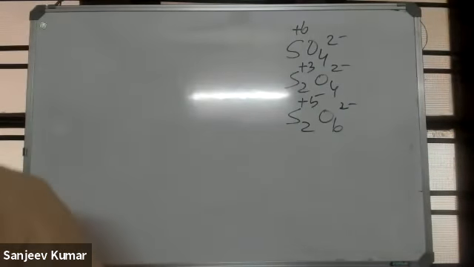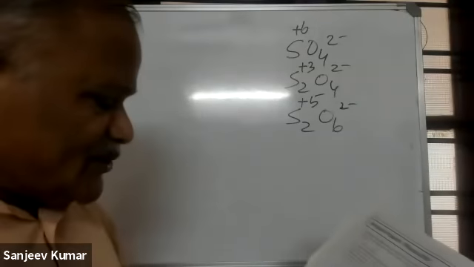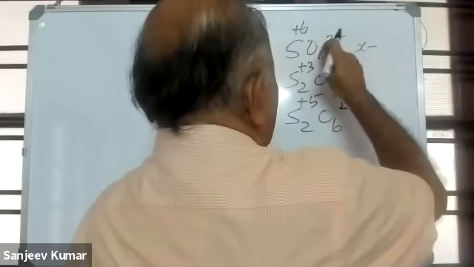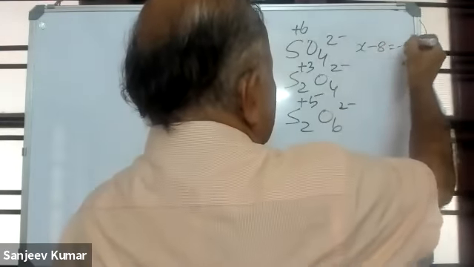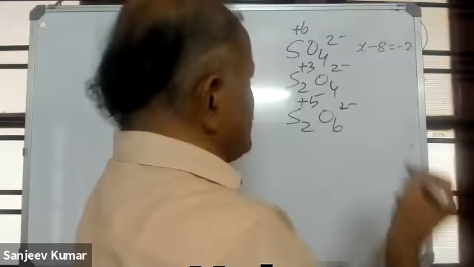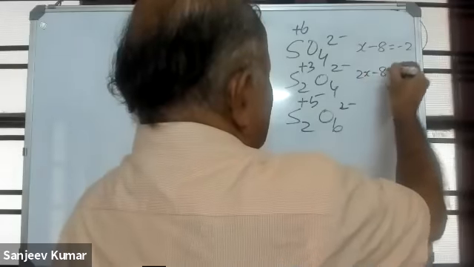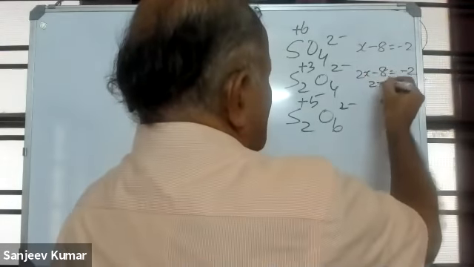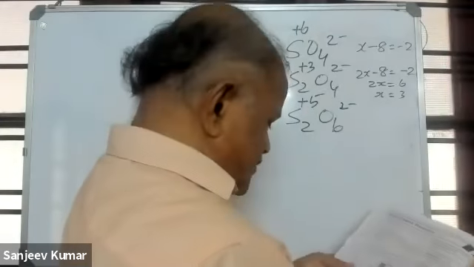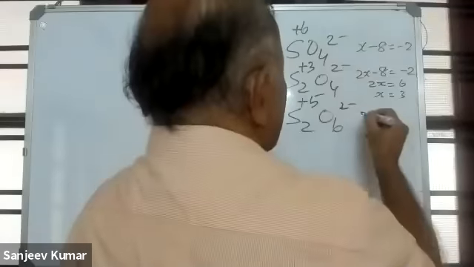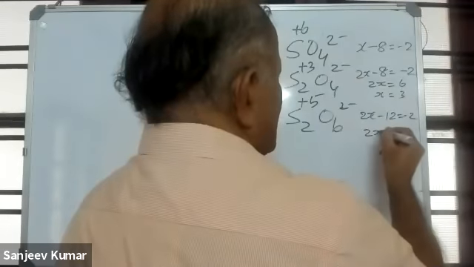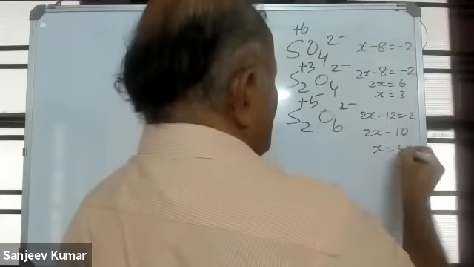Now the oxidation number of sulfur in SO4 2 minus: how will you find out? x plus 4 into minus 2, minus 8, is equal to minus 2. Therefore, x is equal to plus 6. In S2O4 2 minus, 2x minus 8 is equal to minus 2. Therefore, 2x is equal to 6, and x is equal to 3. Here, in S2O6 2 minus, 2x minus 12 is equal to minus 2. Therefore, 2x is equal to 10, or x is equal to 5.